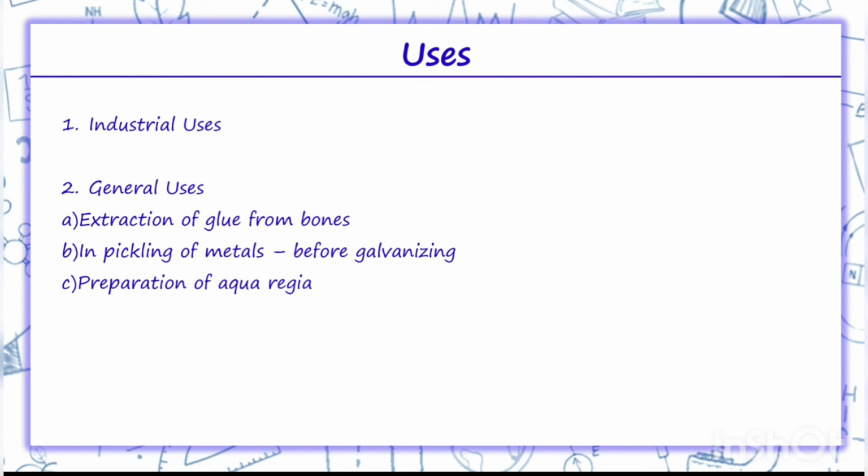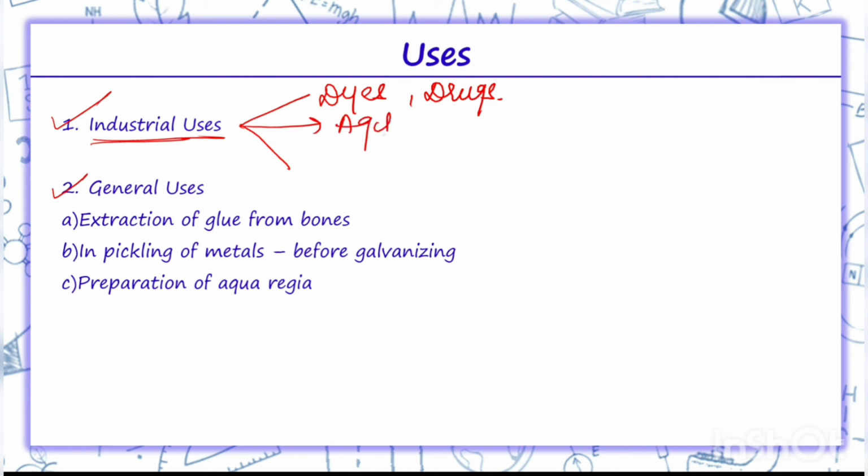Coming on to the uses. There are two basic uses, industrial uses and general uses. In industries, it is used in the manufacture of dyes, drugs, and paints. It is also used in the manufacture of silver chloride for photographic films, and in the manufacture of glucose from starch. It is also used in the tanning industry.